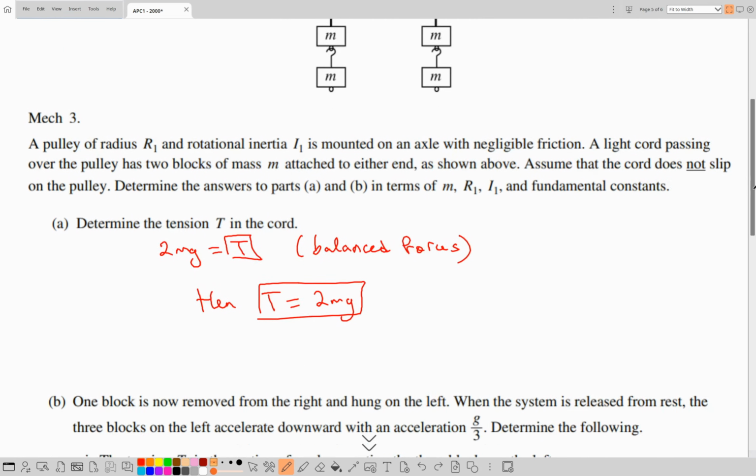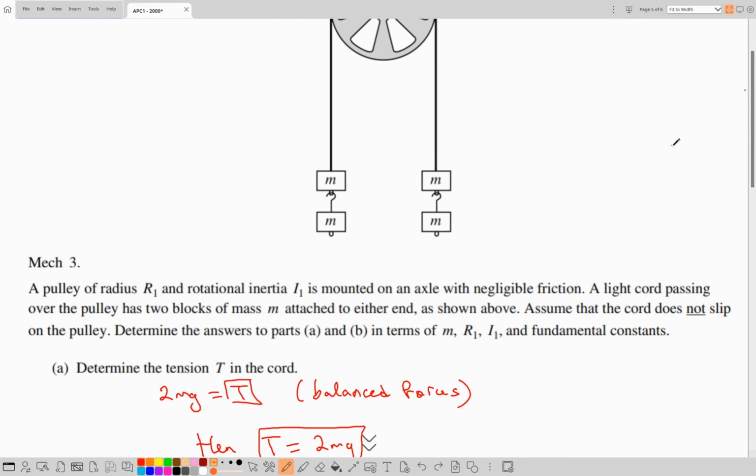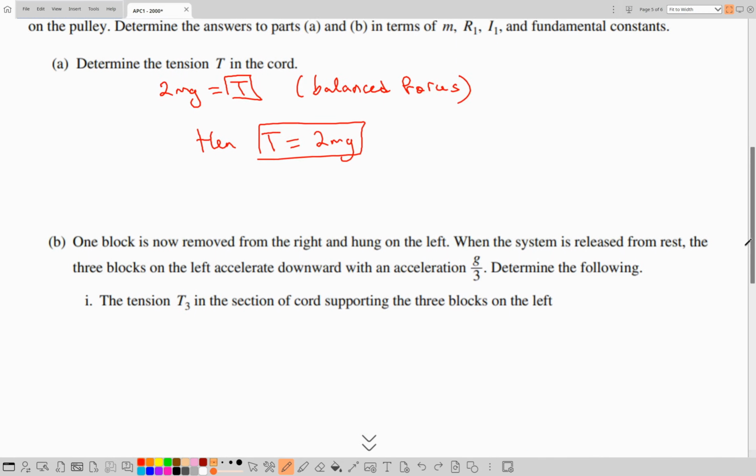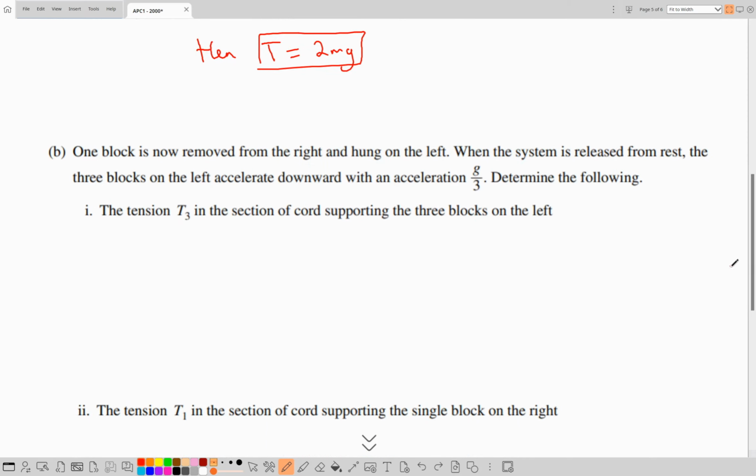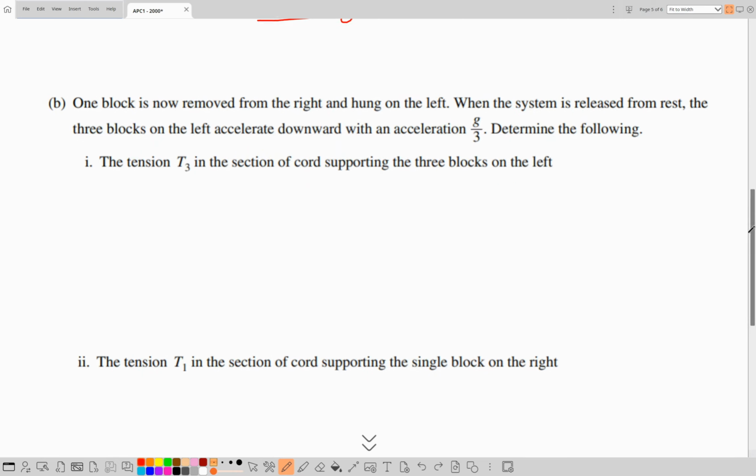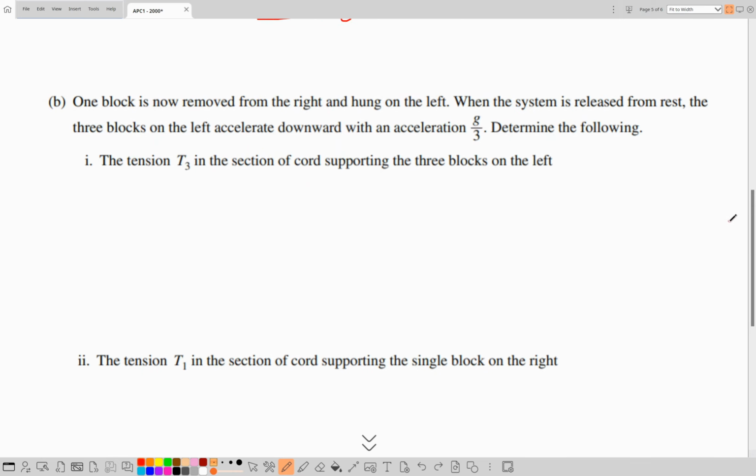Now one block is removed from the right and hung on the left. So here we will remove one block from here and add it on this side. When the system is released from rest, the three blocks on the left accelerate downward with an acceleration given by g/3. Determine the following.